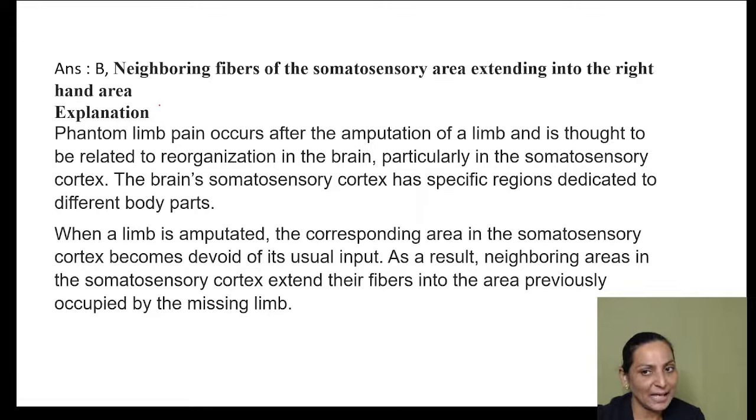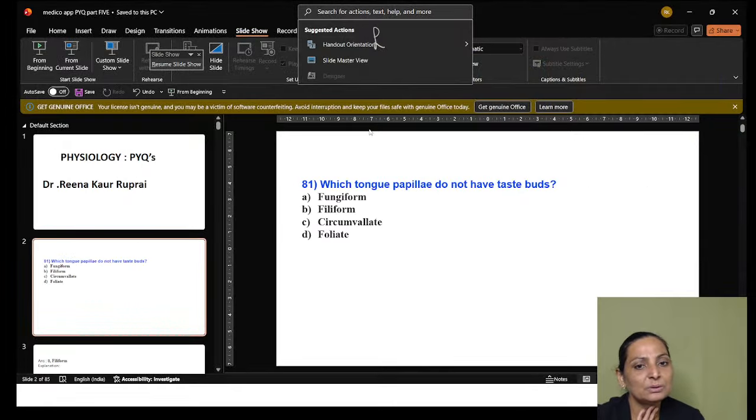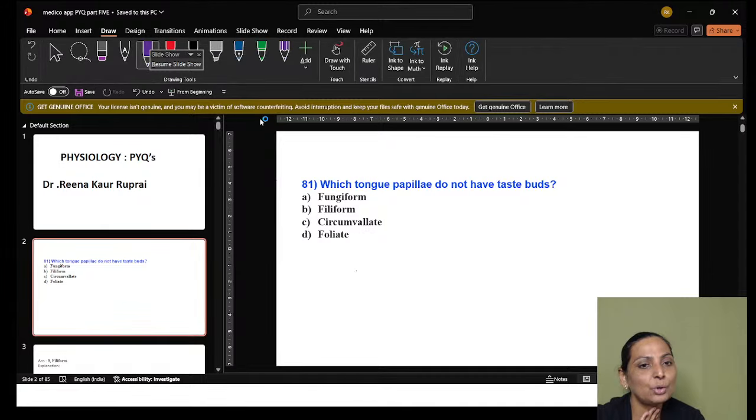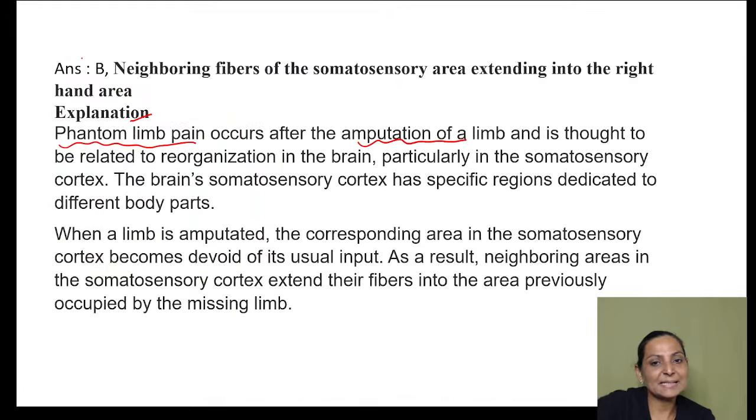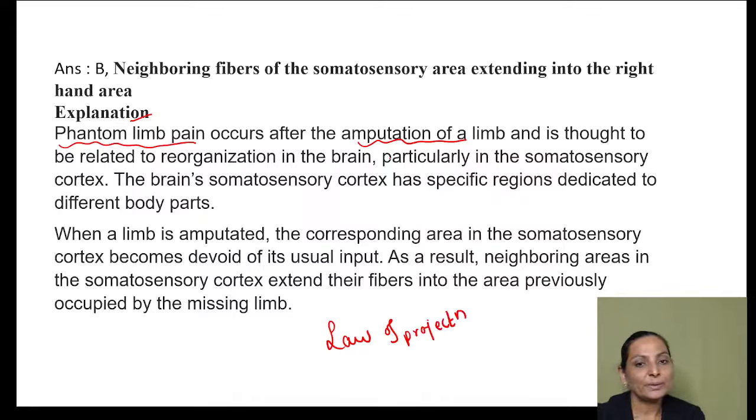You explain this by phantom limb pain which occurs after amputation of the limb. This is according to the sensory law, that is the law of projection. Okay, so when there is amputation of the limb, it is thought that there is some reorganization in the brain, especially in the somatosensory cortex.